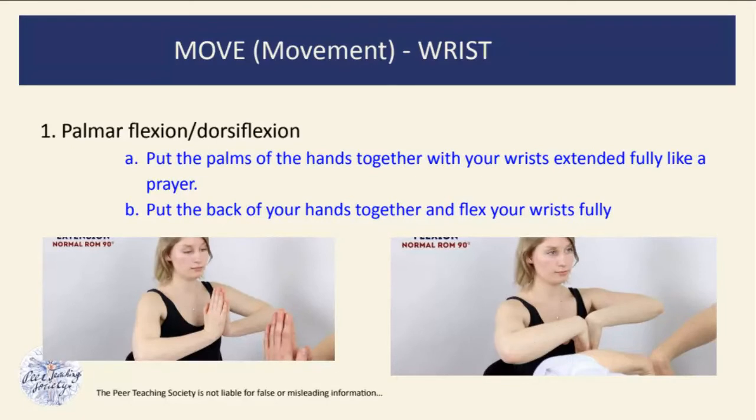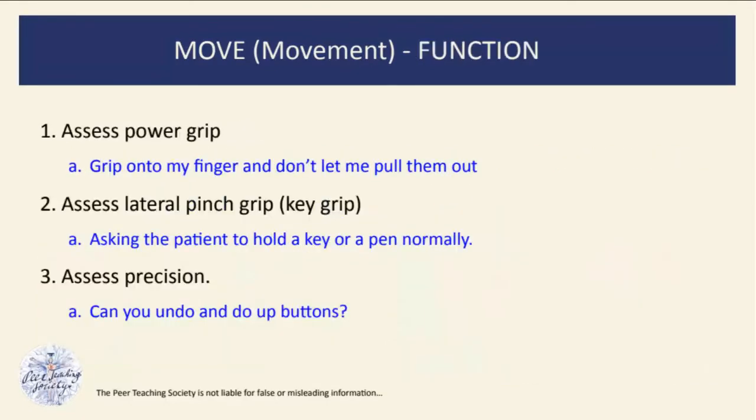Now we're looking at functional movements. You'll try and have them grip onto your finger. Ravi, can I have your fingers? Sure. So just making them grip onto their finger like that, and then don't let them pull out. Ask them to hold a pen or key. A coin would also work. And then undoing and doing up buttons.